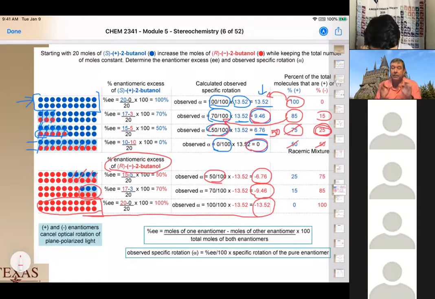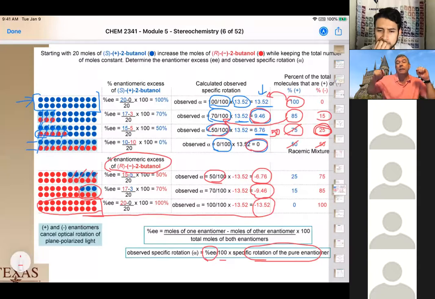So it's very important that you look at EE as the moles of one enantiomer minus the moles of the other enantiomer, divided by the total moles. It's not percent of the molecules. So it's kind of a weird calculation, but when you know that, you can take that percent EE, divide by 100, and then multiply by the pure one, and you can get the predicted observation of what that rotation of light will be. So you can also do it backwards.